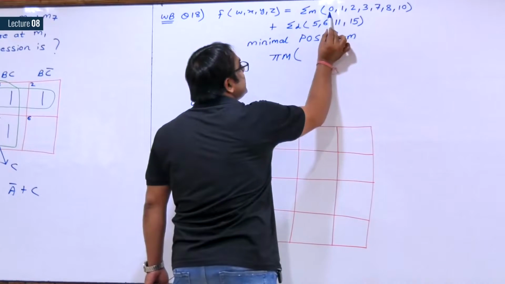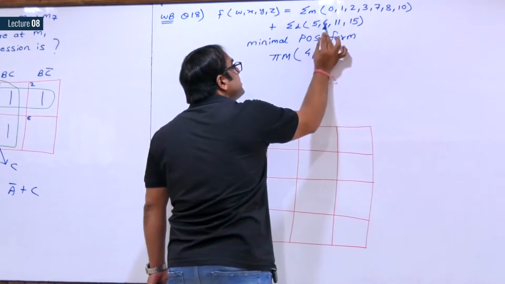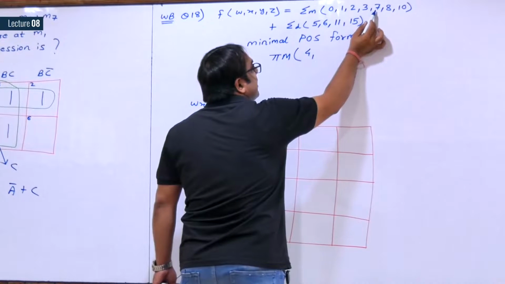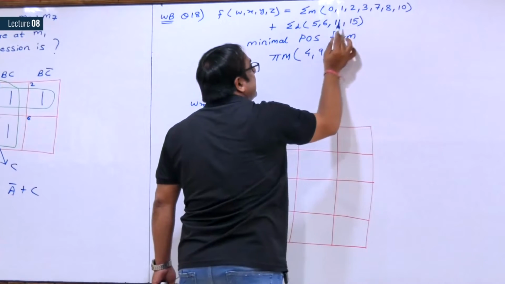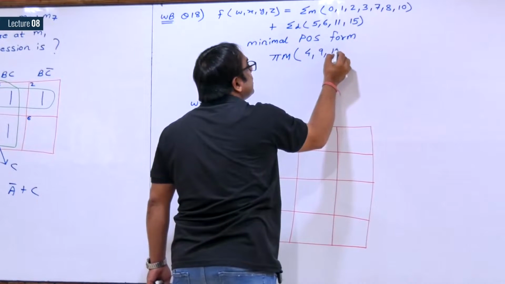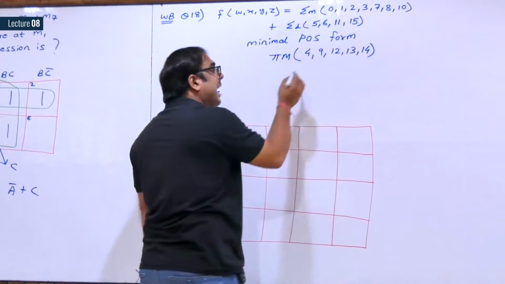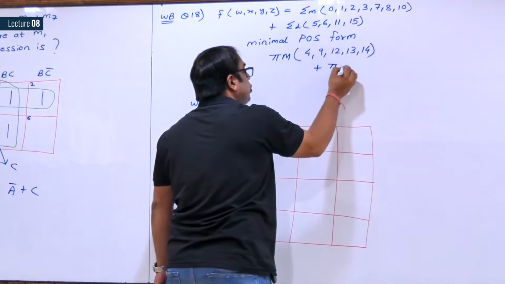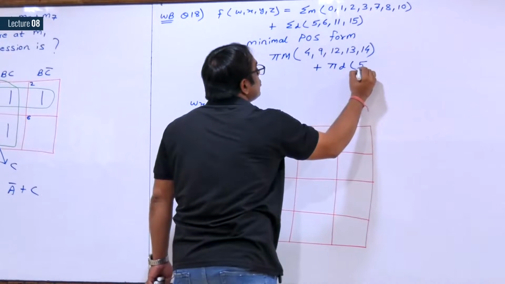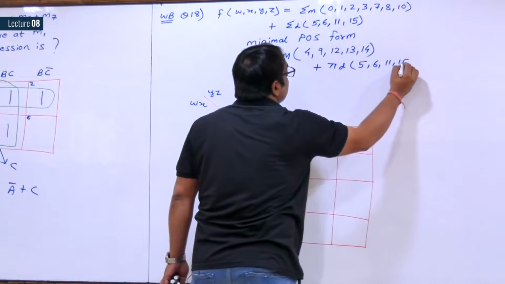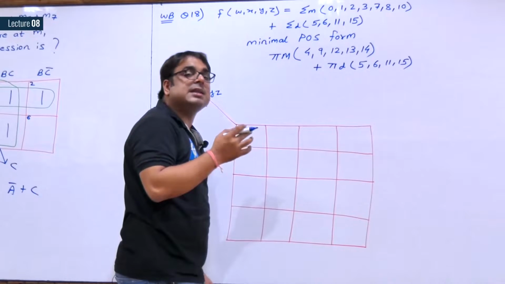For example, 0, 1, 2, 3, 4 are missing in both lists, 5 and 6 are don't care, 7, 8, 9 are missing in both lists, 10 is here, 11 is here, 12, 13 and 14 are missing in both lists. And don't care will support both min terms as well as max terms. So don't care will be 5, 6, 11, 15 with max terms also. Don't care supports both in the same way.